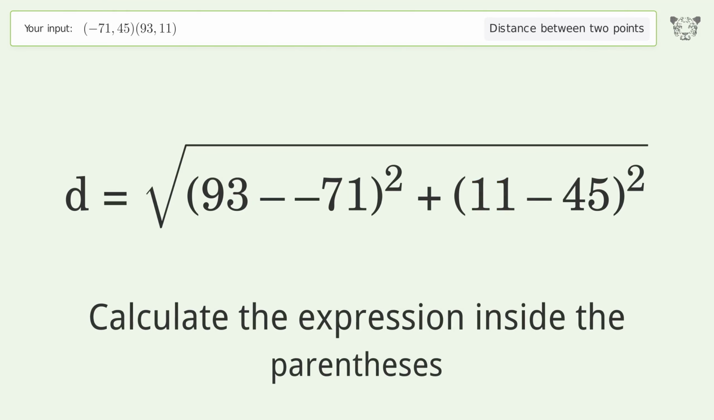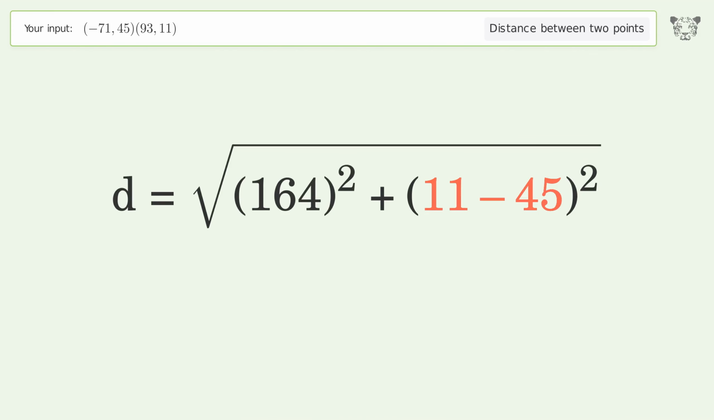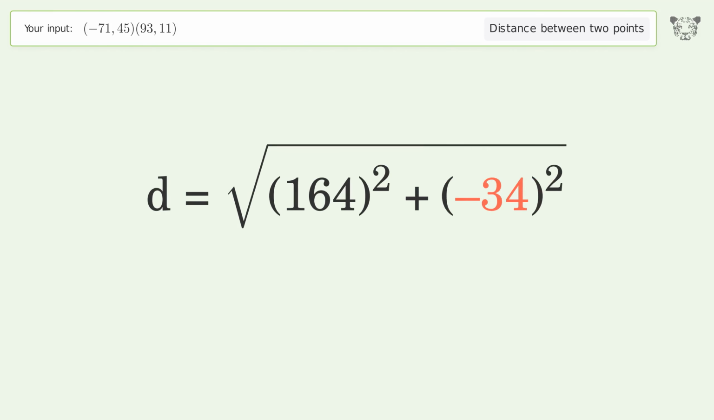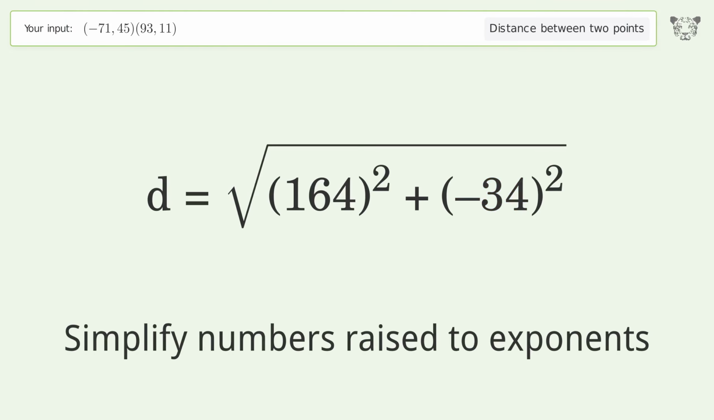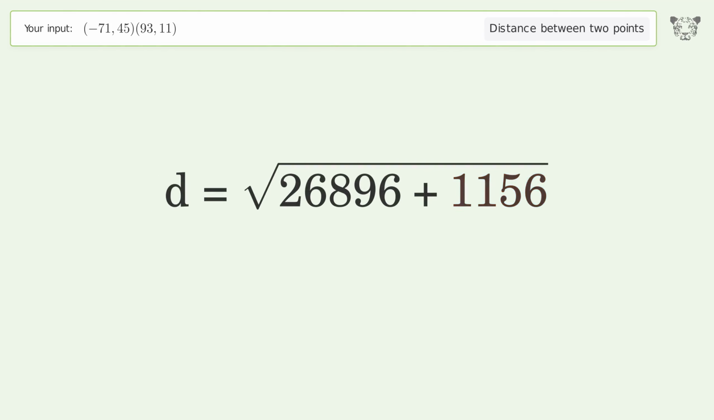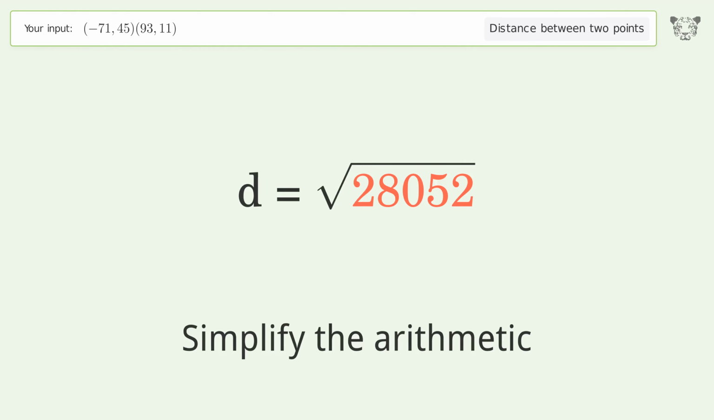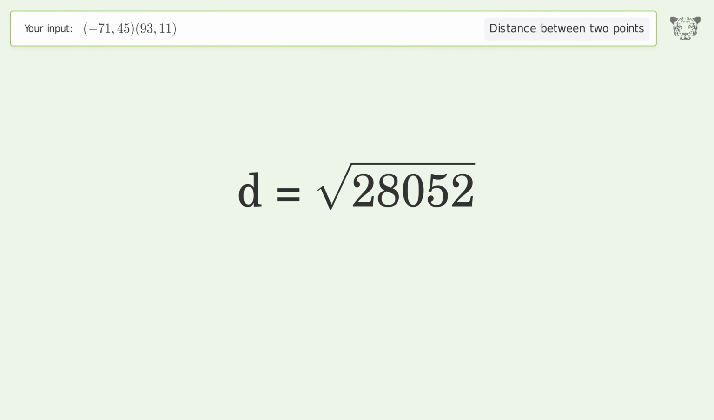Calculate the expression inside the parentheses. Simplify numbers raised to exponents. Simplify the arithmetic. And so the distance between the 2 points is the square root of 28,052, or 167.487.